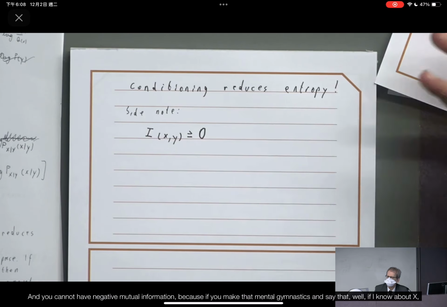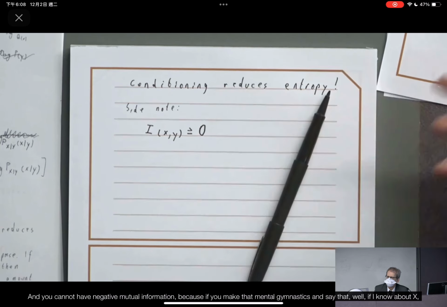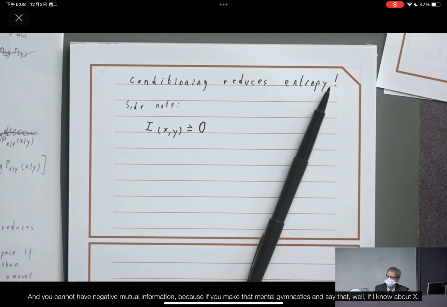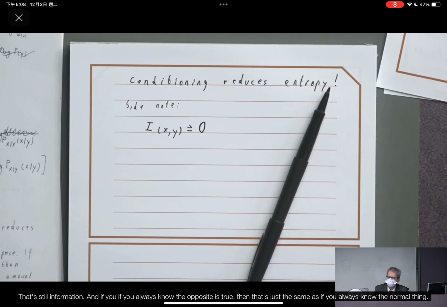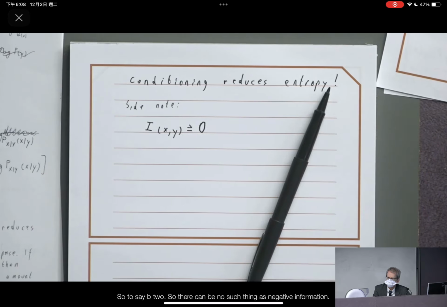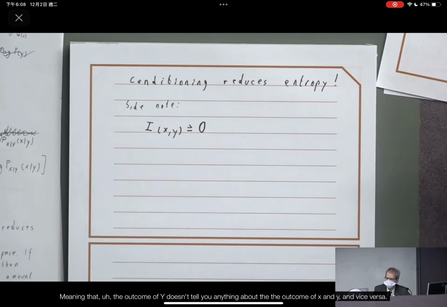And you cannot have a negative mutual information, because if you make that mental gymnastics and say that, well, if I know about x, then I know y is doing something negative, or the opposite of what you would normally expect, that's still information. Right? If you always know the opposite is true, then that's just the same as if you always know the normal thing being true. So there can be no such thing as negative information. You can only have zero information, which you get exactly if x and y are independent of each other, meaning that the outcome of y doesn't tell you anything about the outcome of x, and vice versa.